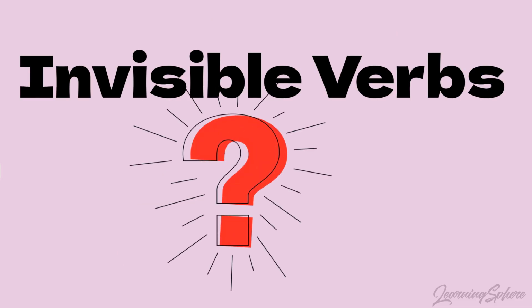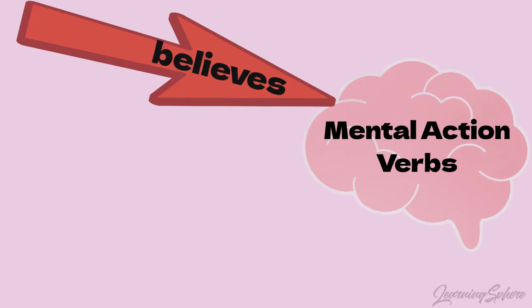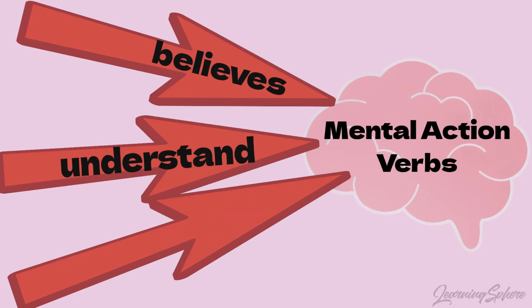Some actions aren't visible, but they still count as verbs. These are mental action verbs. For example, she believes in herself. I understand the topic. He remembers your name. These verbs don't show physical action, but your brain's working hard.